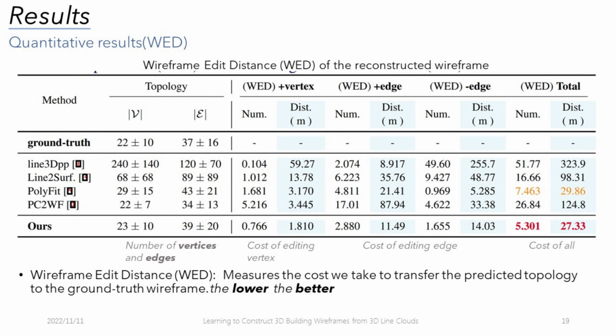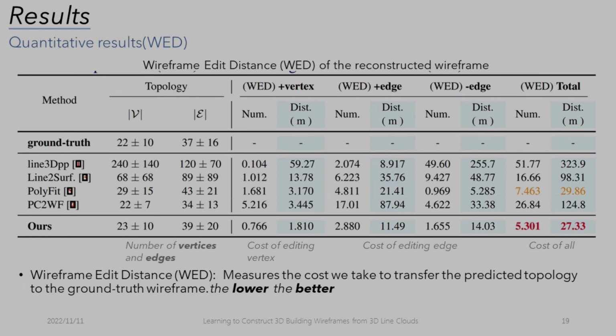We also report the wireframe edit distance with baseline methods. The wireframe edit distance measures the cost we take to transform the predicted wireframe to the ground truth one. A lower wireframe edit distance means a cleaner and more accurate wireframe.